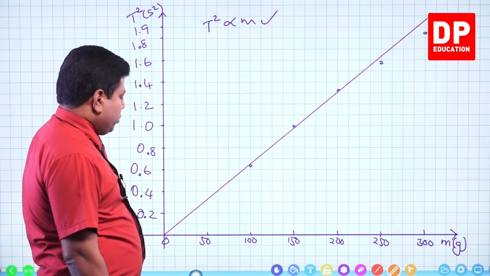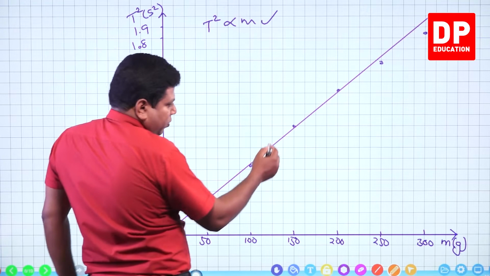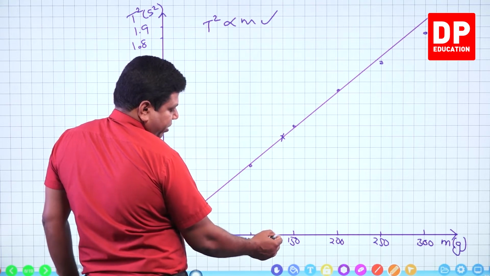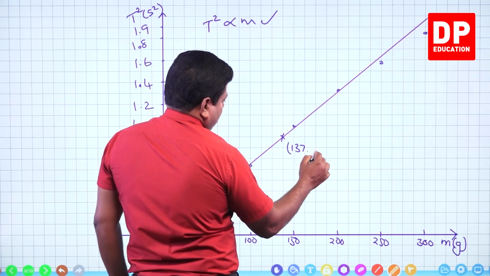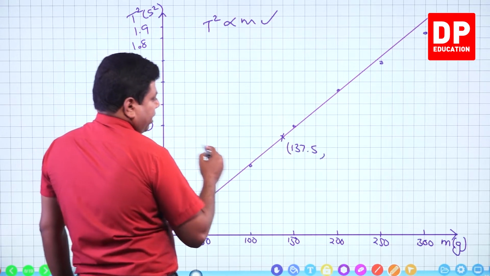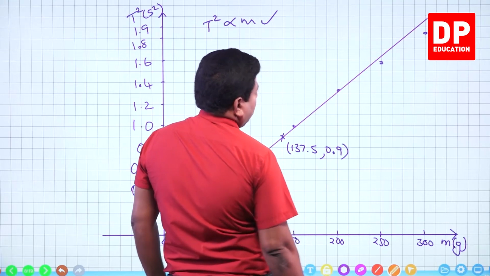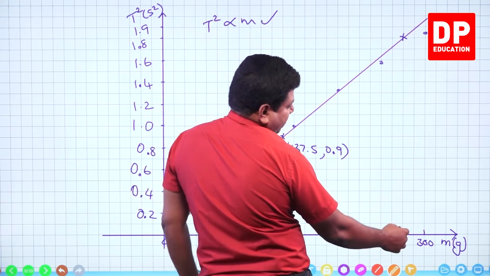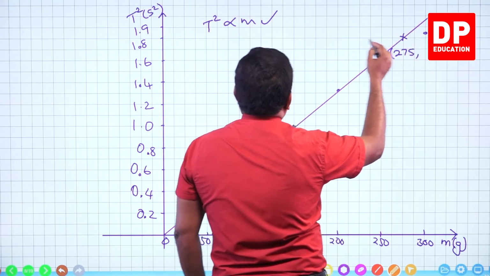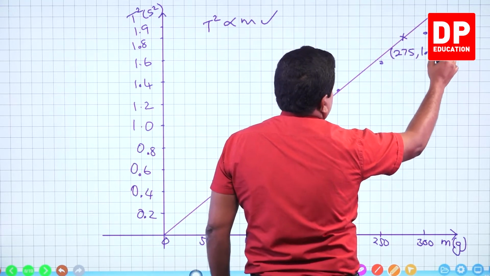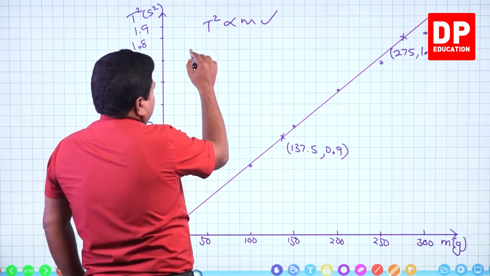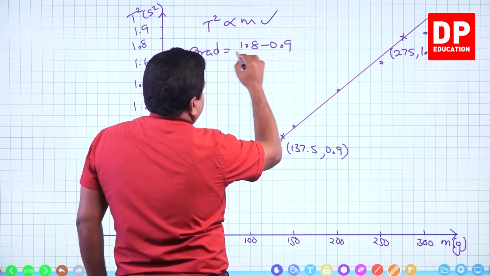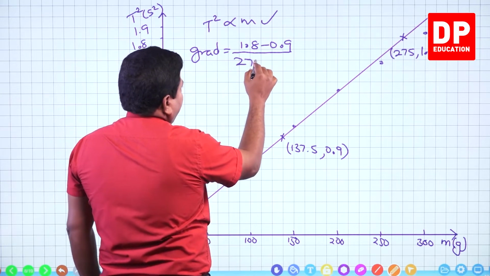To find the gradient, let's take two good points. Maybe this one. That's 100, 125, 137.5 and 0.9. We'll take another point. Maybe this one. That is 250, 275 and 1.8. So gradient equals the difference in y coordinates, 1.8 minus 0.9, divided by 275 minus 137.5.